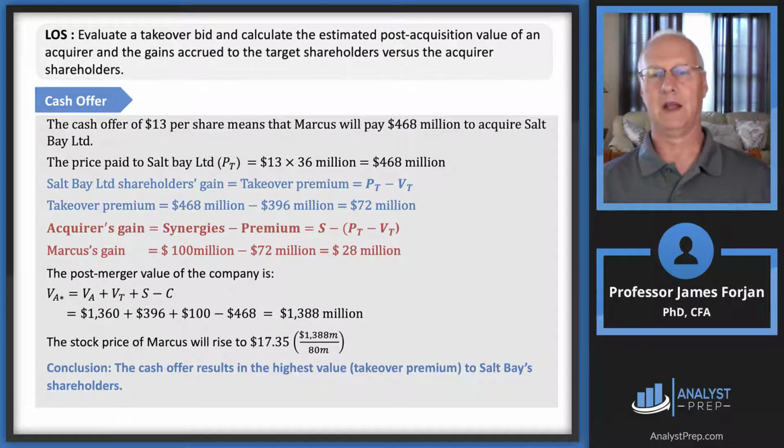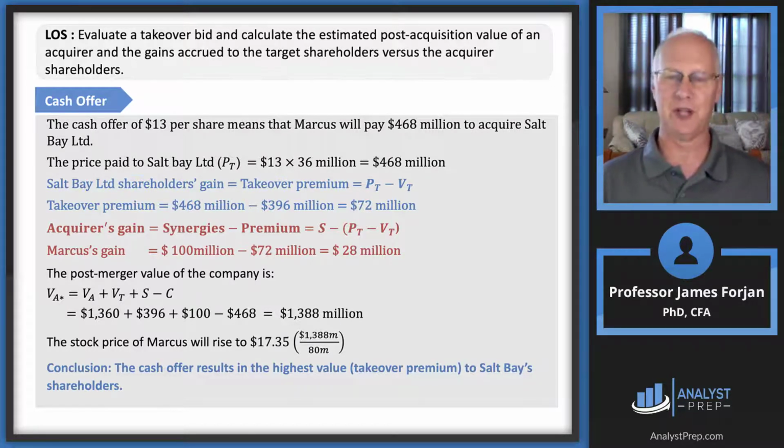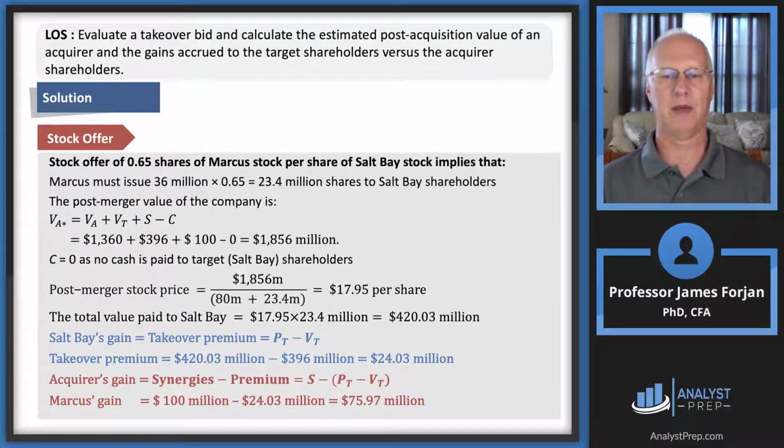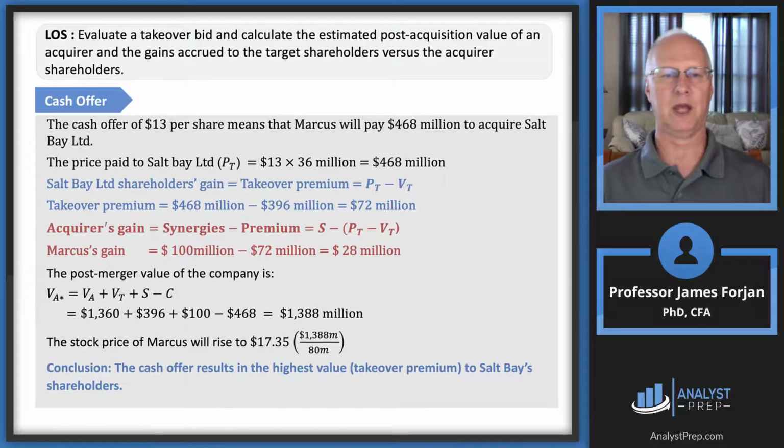Our gain then, so we're paying them cash 72, that gain, that takeover premium to the shareholders over at Salt Bay, that eats into our synergies. All right, this is what I was saying earlier about, if that takeover premium in the market is 50%, man, oh man, it really puts pressure on this takeover to be a positive net present value. So our gain, what was our gain back here? Our gain, if we use stock, was around 76 million. Our gain, if we use cash, is only about 28 million.